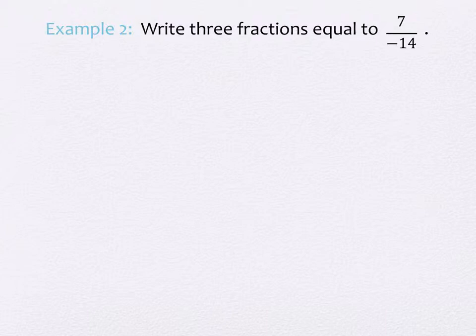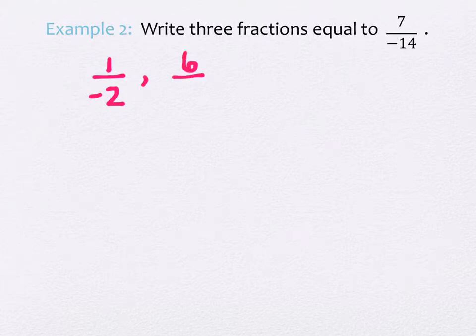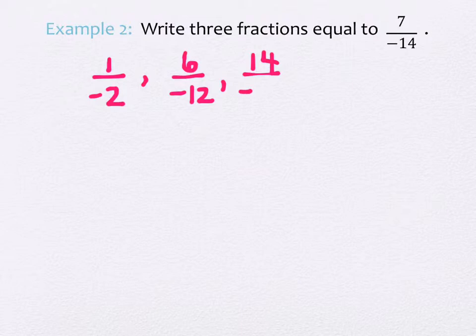All right, somebody give me one number that you wrote down. 1 over negative 2. Okay, another one that's not that one. 6 over negative 12. And what did you have? 14 over negative 38. Negative what? 38. 28 maybe? Yeah, I think 28 maybe. It's okay, we'll fix it. Okay, these are all great.